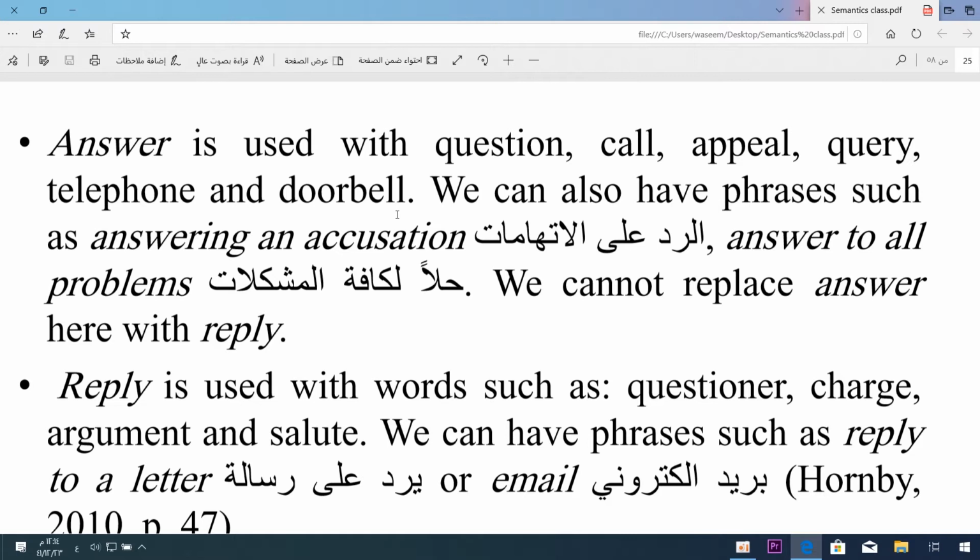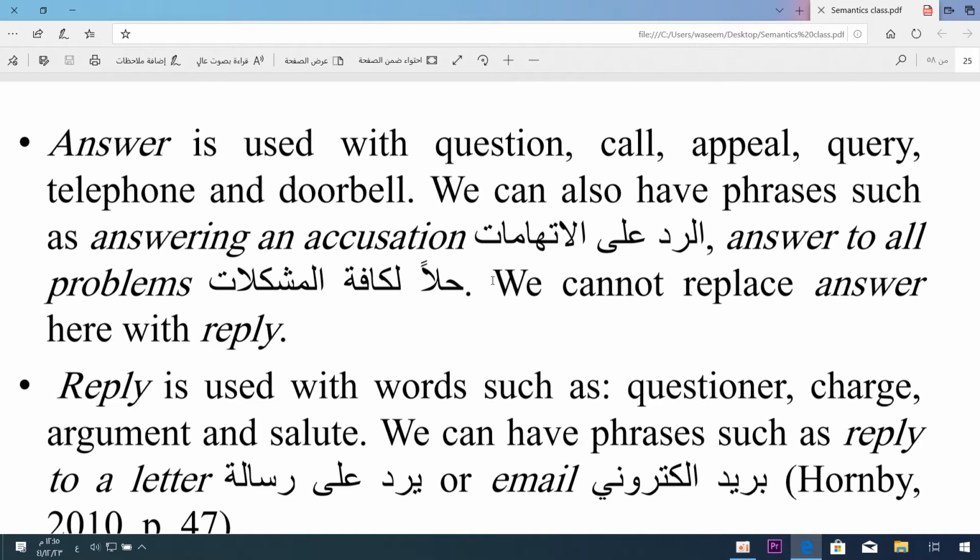We can also have phrases such as answering an accusation. I'm going to answer your accusation. أتعامل مع الاتهامات. أرد على الاتهامات. And sometimes you can say I want to reply to these suggestions. Sometimes answer, okay, to all the problems, to deal with the problems. We cannot replace answer here with reply. So the point is that you can say I want to reply to the accusation. I can't reply to the problems because I want to answer these problems, which means I want to deal with them.